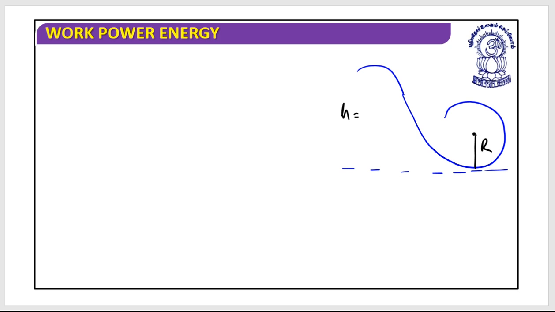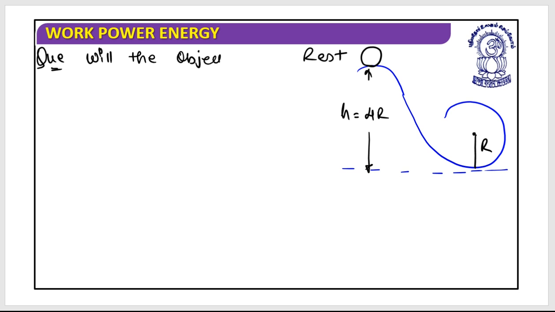This is height h, which is equal to, let's say, 4r. And we have one object over here, initially at rest. So the question is, will the object be able to loop the loop? This is the question. How will I decide?